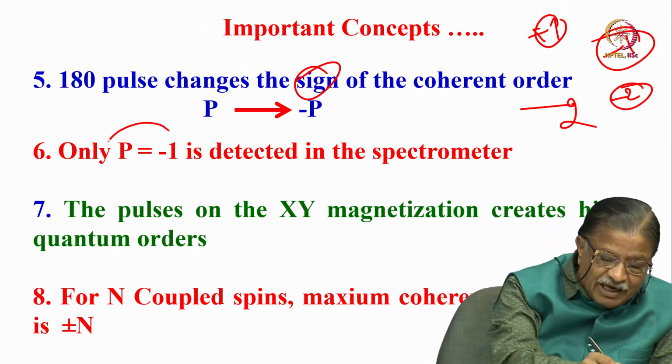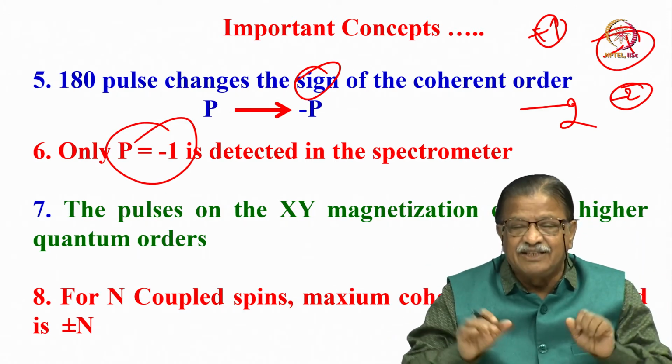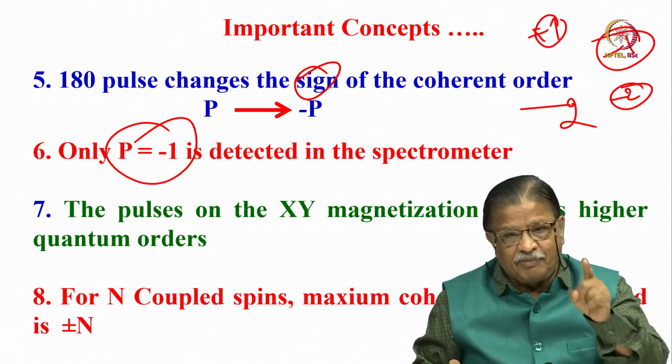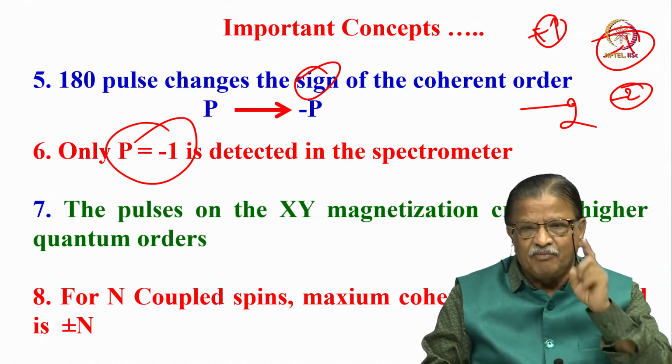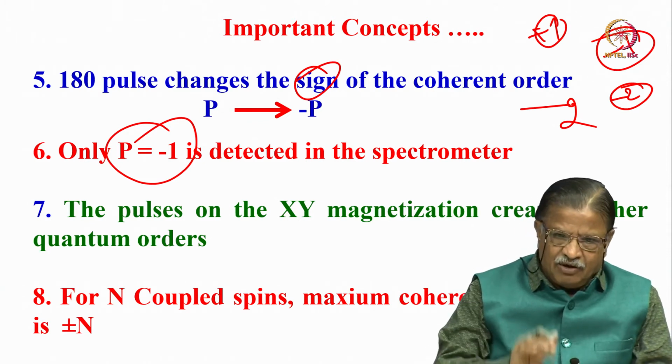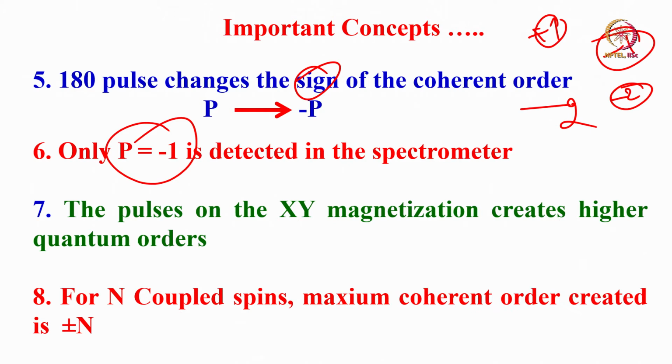And p equal to minus 1 is always detected in the spectrometer. All spectrometers are designed in such a way that you cannot detect p is equal to plus 1. You detect only p is equal to minus 1. That is the coherent pathway that is always chosen. And pulses on the XY magnetization create higher quantum orders. This is the important point.